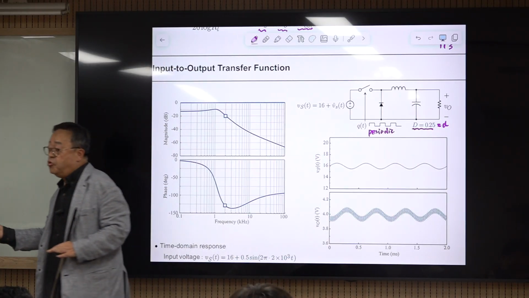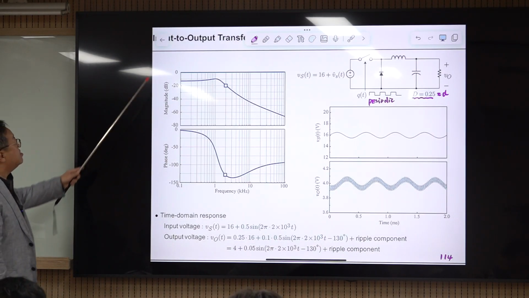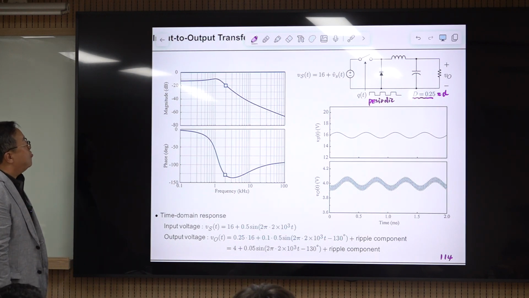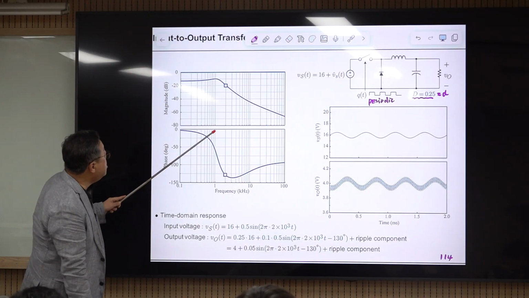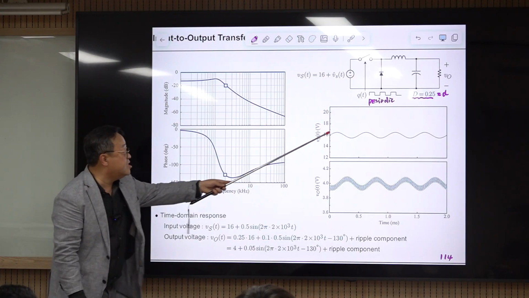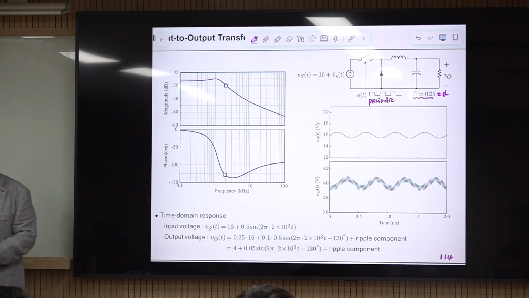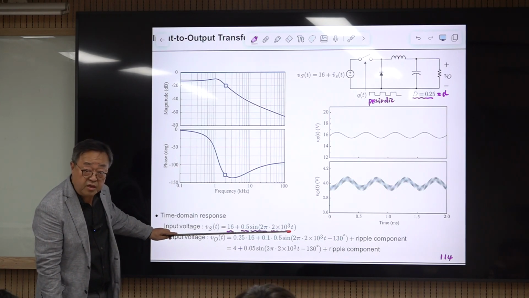How about the magnitude? Then you need to take a look at this. This is the input to output transfer function, the Bode plot of that. So maybe you consider this frequency. This is 1 kilohertz, 2 kilohertz, okay? And this AC component is this one. So Vs is actually 16 plus 0.1 times sine 2 pi 2 kilohertz. I generate this signal using this function.